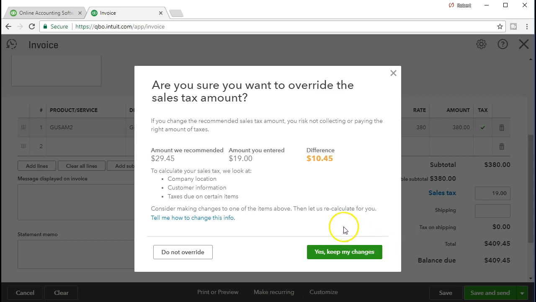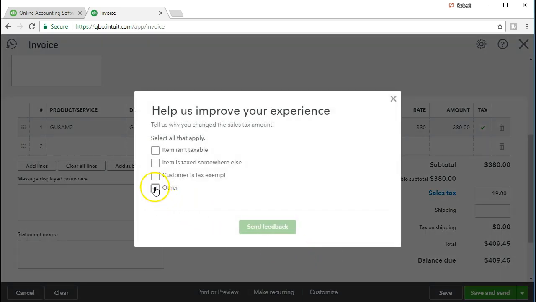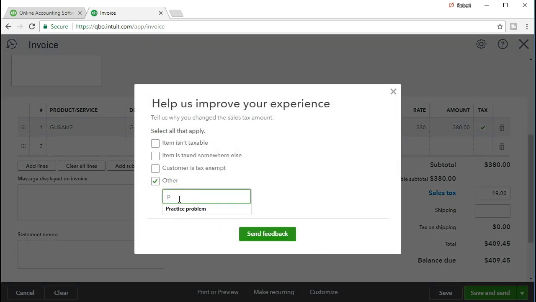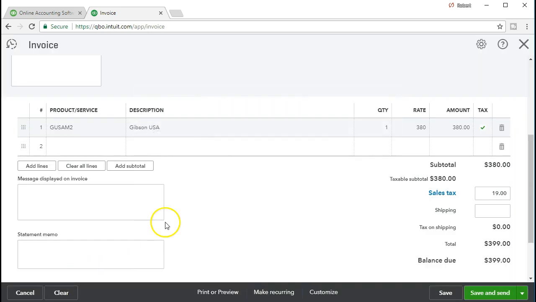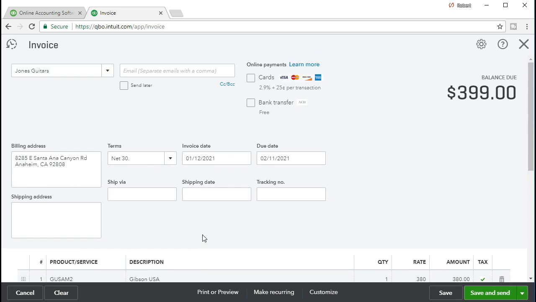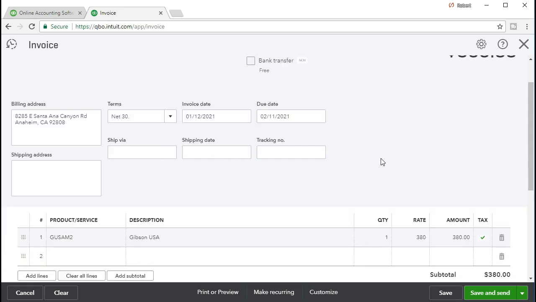QuickBooks is going to say, hey, that doesn't look like the sales tax we calculated. We're going to say yes, we want to keep it, and I'm just going to tell them it's a practice problem, and that's why we're doing it. So if we take a quick recap of what is happening here, remember that we're going to look at the financial statements and see what is going to happen once we generate this invoice. We know that it is an invoice, and therefore accounts receivable is going to go up. It's going to go up by the entire balance of $399, representing people owing us money. We know that revenue also is going to go up.